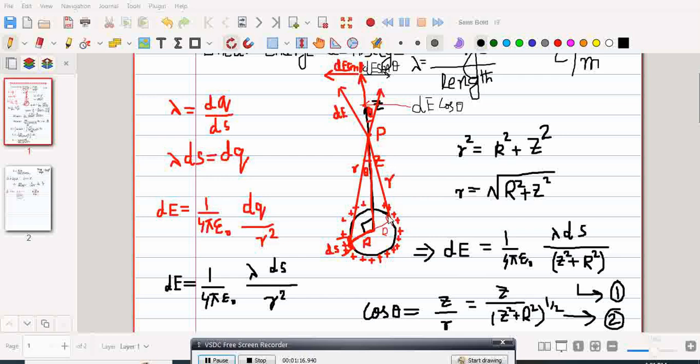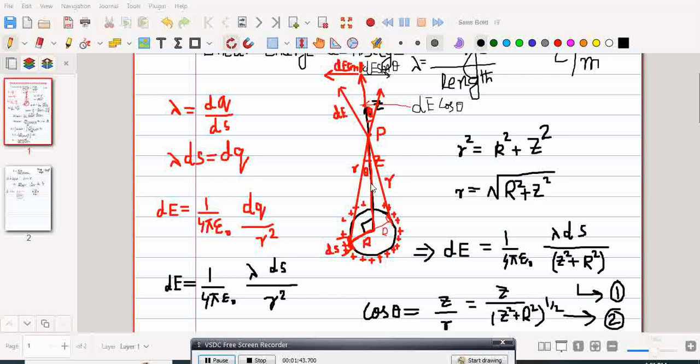similarly, the electric field due to this length element will be directed in this direction, away from the point P, because we have taken this as positive charge. It will again have two components. One will be dE cos theta in this direction and one will be dE sin theta. So dE sin theta will be cancelled with dE sin theta, and these two dE cos theta will add up to each other.